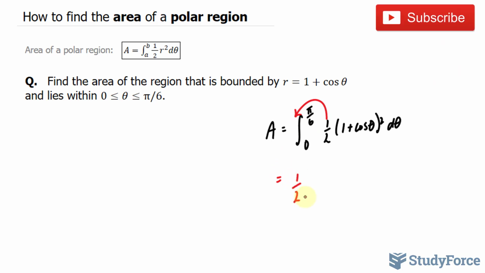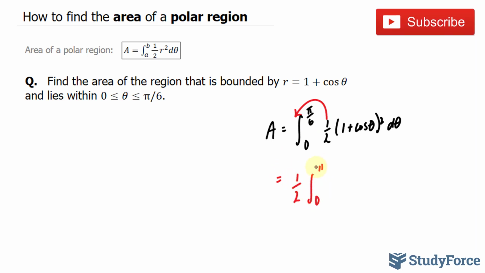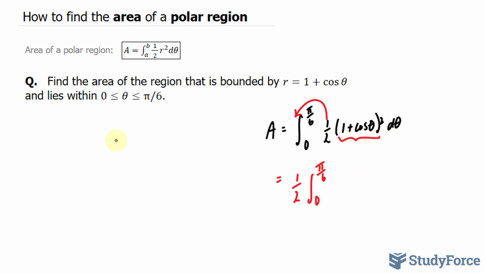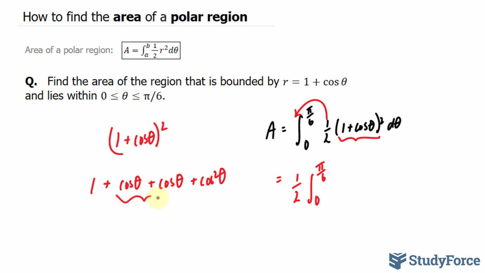I have 1 over 2 times the integral between 0 and pi over 6, and at the same time I'm going to expand that. The binomial 1 plus cosine theta squared can be changed into 1 plus cosine theta times 1 plus cosine theta. Expanding here, I get 1 plus cosine theta plus cosine theta plus cosine squared theta. These two terms become 2 times cosine theta. So I'll replace this expression into here.